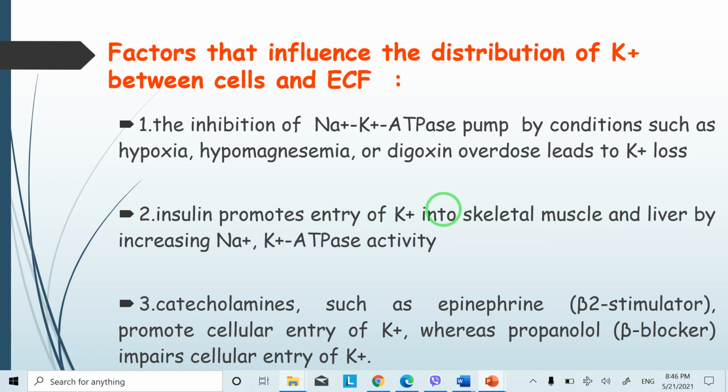So we have the first factor, the kidney. The second factor, the cell membrane. We have certain things that enhance the entry of potassium to inside the cell by enhancing the activity of the pump that pumps potassium to inside the cell, for example, the insulin, and certain catecholamines like the epinephrine, and we have certain inhibitors of this pump. For example, if we have digoxin overdose, hypomagnesemia, or hypoxia, all these will inhibit it, so potassium will not be pumped to inside the cell.